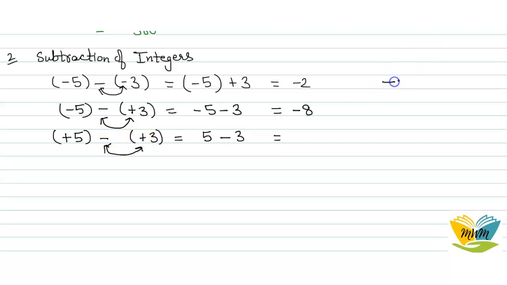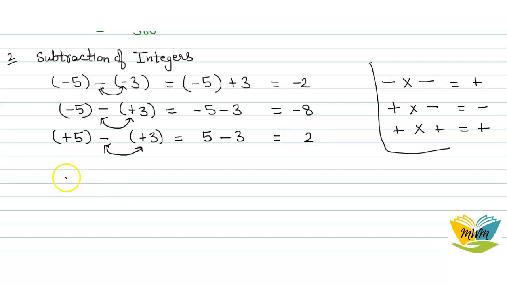That means minus and minus and no digit between them become plus. Plus and minus, no digit between them become minus. Plus and plus, no digit, no number between them is plus. So by using this, we will combine these two symbols, plus and minus. Plus and minus will become minus, and 5 minus 3 is 2.